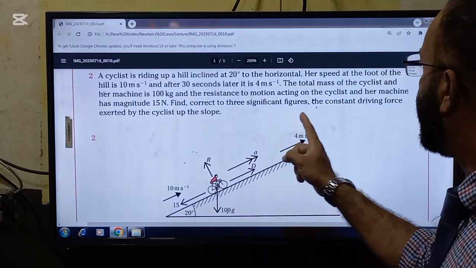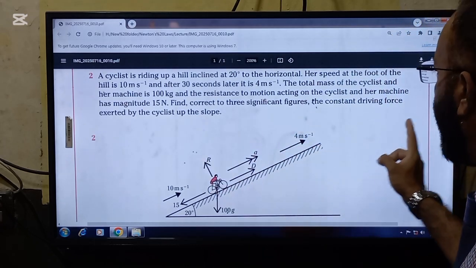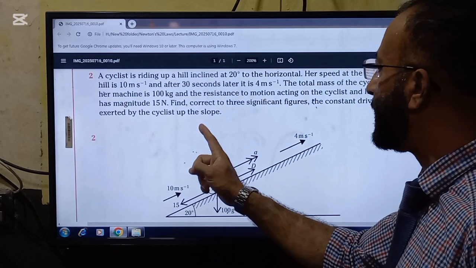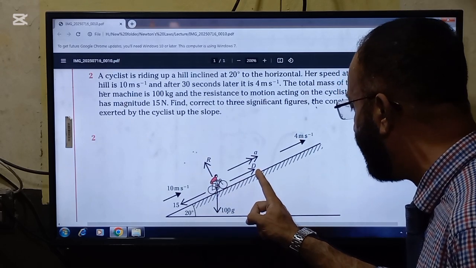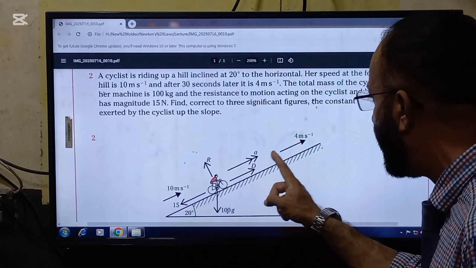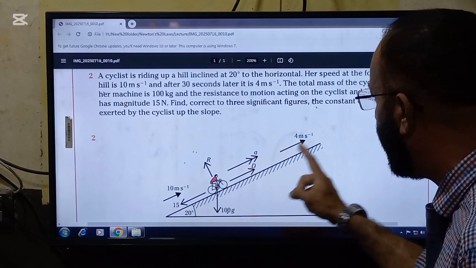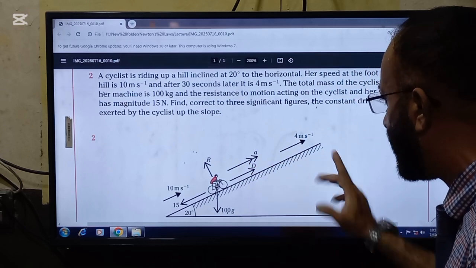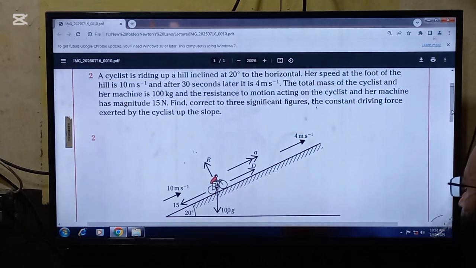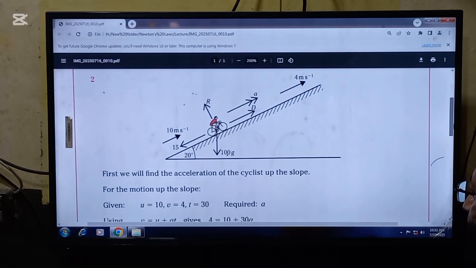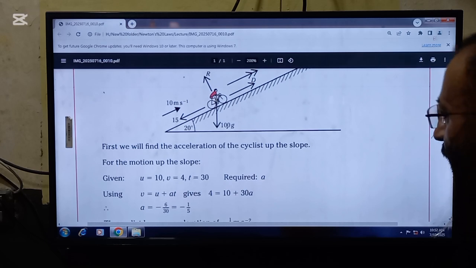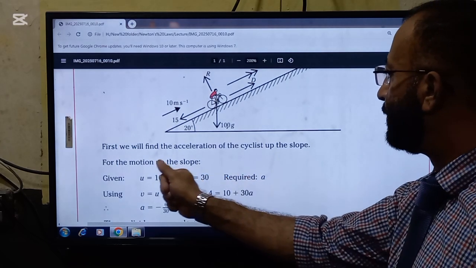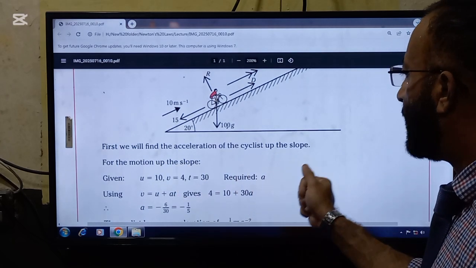Find, correct to three significant figures, the constant driving force exerted by the cyclist up the slope. So this driving force is the requirement, and definitely the body is accelerating up the hill. So acceleration will be in this direction. Concentrate yourself, this is a very important question. First we have to find the acceleration of the cyclist up this slope.